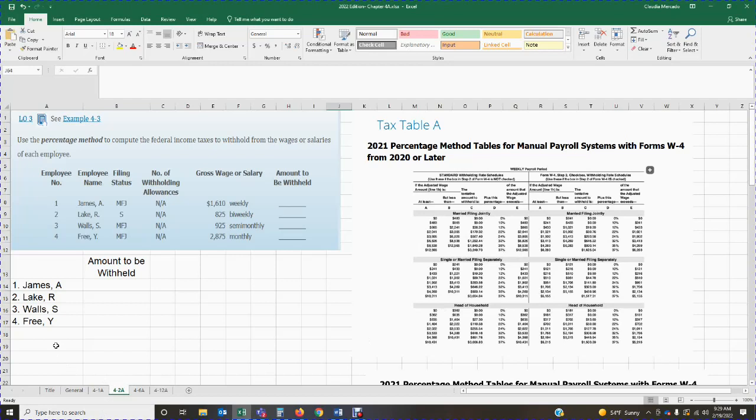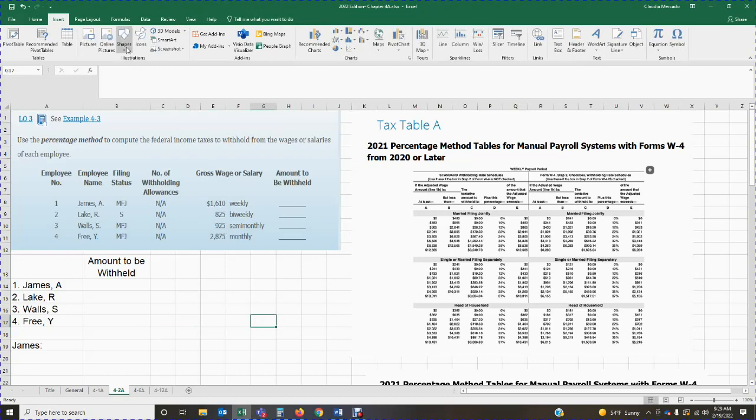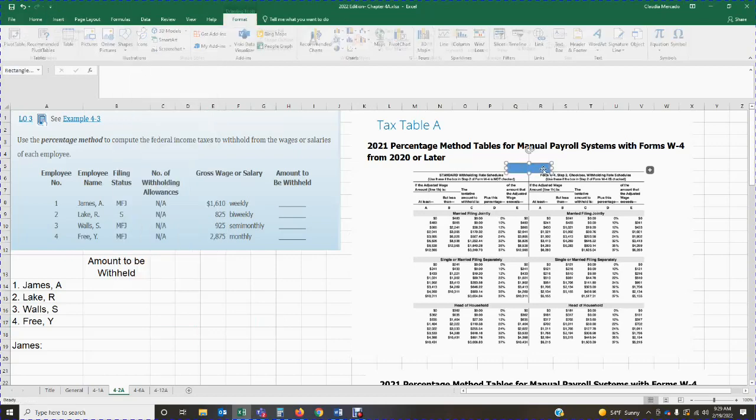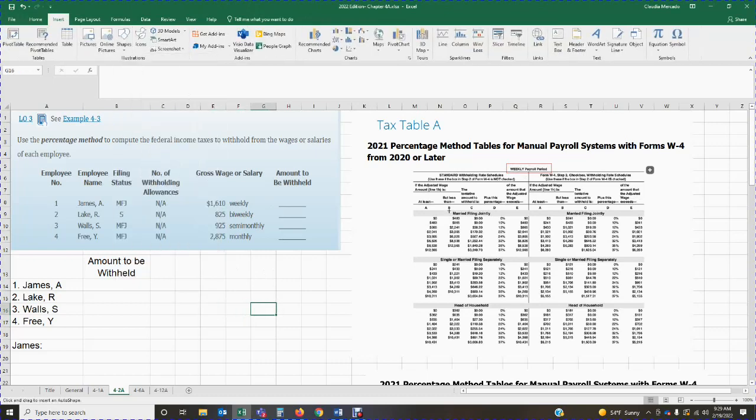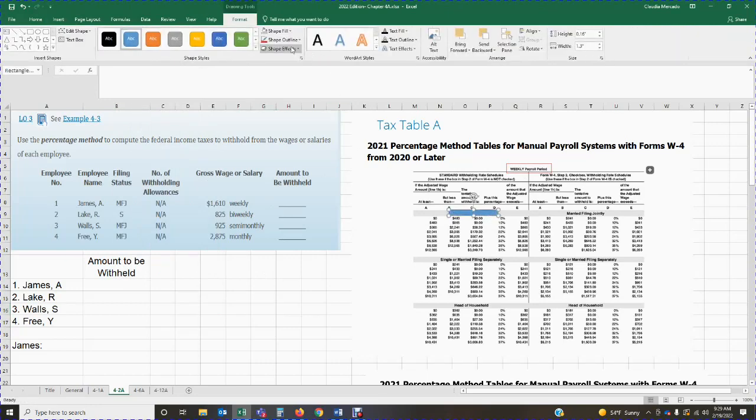So let's look at James, and I'm going to be doing the calculations down here. That way you can see what I'm doing. James has a filing status of married filing joint. James gets paid weekly. So we're going to be using this table right here. He gets paid weekly. That's step number 1. We've identified the table, weekly. Married filing joint. So now we've located that we are married filing joint. So we're going to be using this area right here.